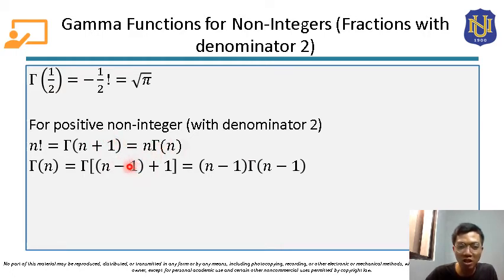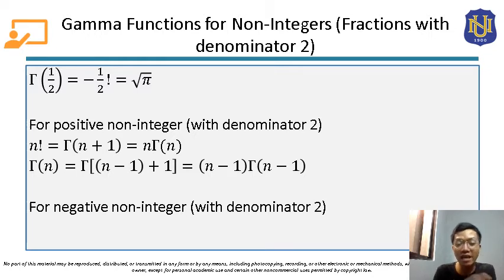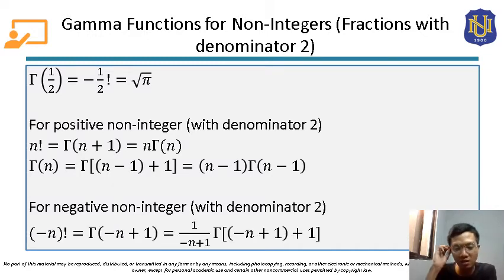Here, if we are going to apply this, this n minus 1, we will just put that outside the symbol, and then gamma of n minus 1. So we just applied this, and we will apply that in our solution. Also for negative non-integers, meaning let's say negative 1 half, negative 3 halves, negative 5 halves, we will use this relationship.